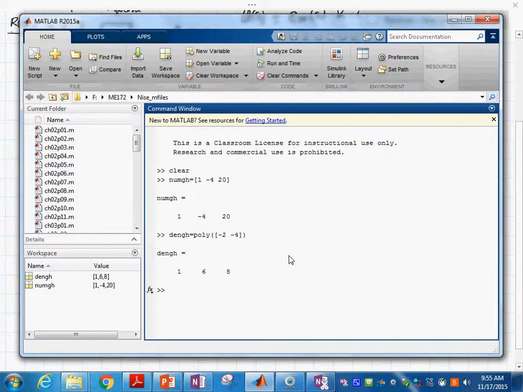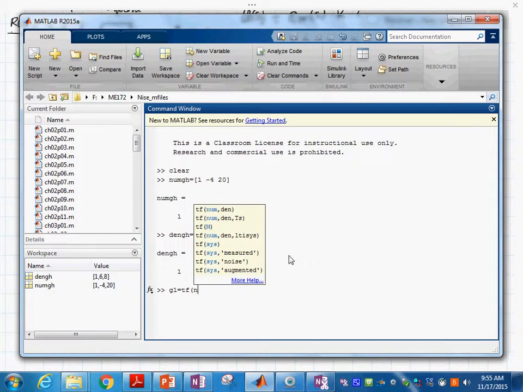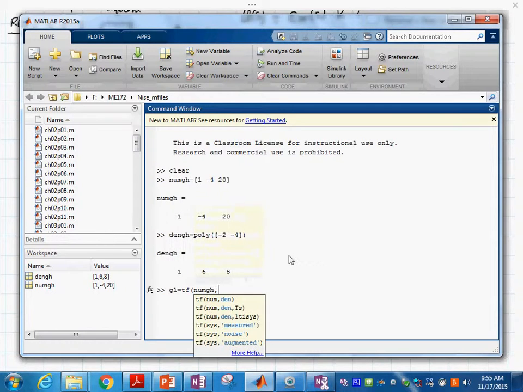And then I'm going to define the transfer function, let's call it G1, equals the transfer function between the numerator of GH and the denominator of GH.